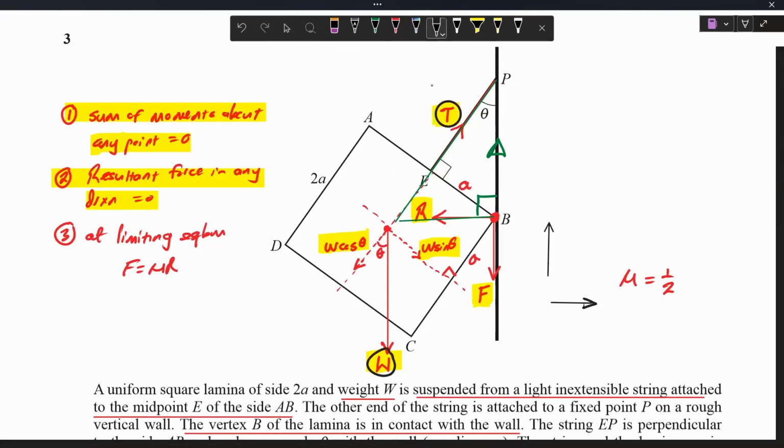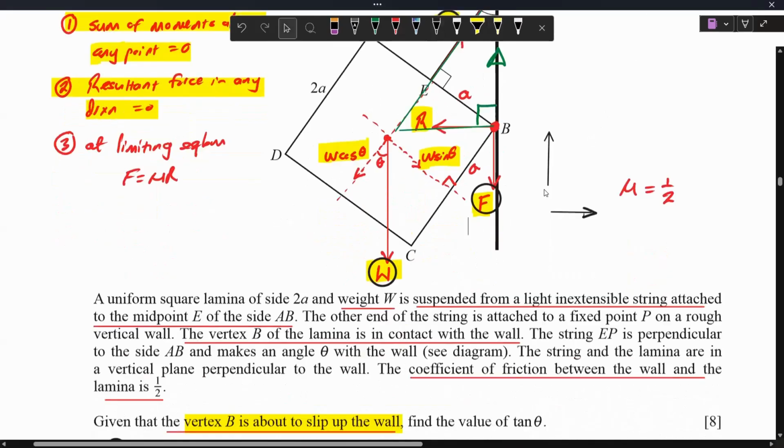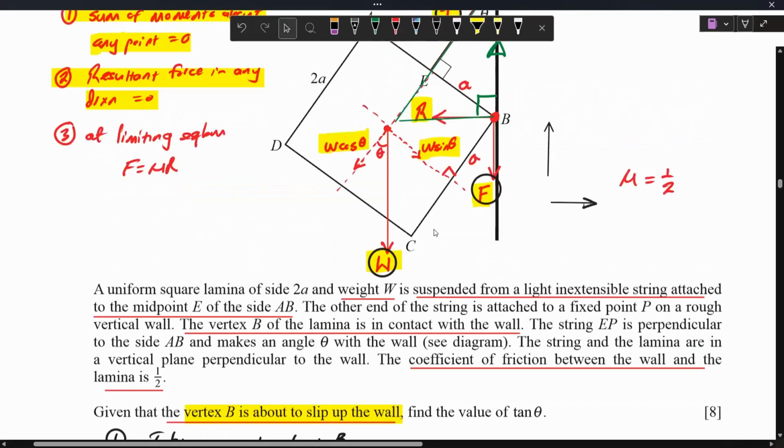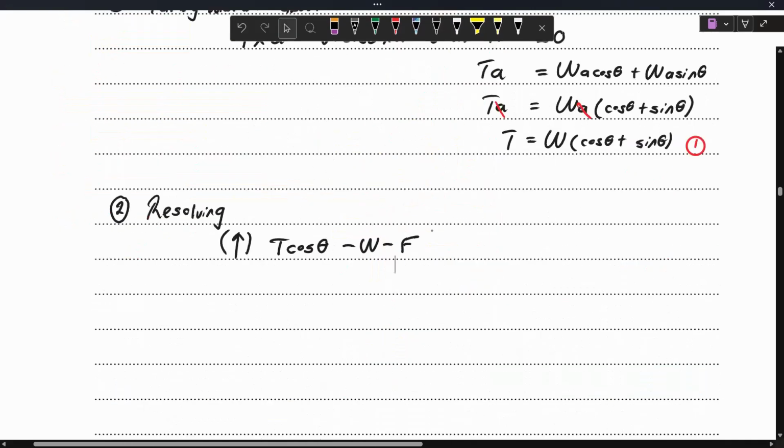Then we are done with the T force. W is going downwards, and so is F. So I would say minus W minus F, and there's no other force acting vertically. So we will say that this is equal to 0. And we can rearrange this so that we have W plus F being equal to T cos of theta. I'm just going to call this equation 2 as we will likely need it along the way.